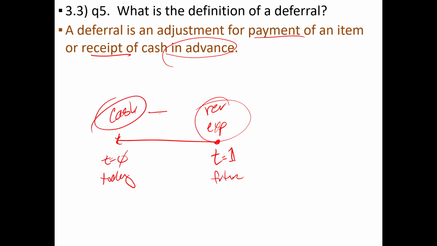We are deferring or pushing any type of revenue or expense associated with this cash into the future. We'll look at different examples of this, but realize cash is moving now. Revenue or expense is being recognized later.